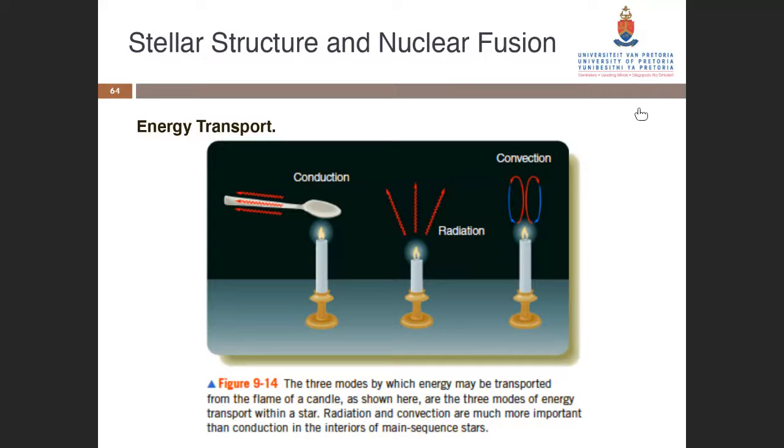So the three methods by which energy may be transported from the flame of the candle, as shown here, are the three modes of energy transport within a star. Radiation and convection are much more important than conduction in the interiors of main sequence stars. So are you guys happy with these three concepts? Awesome.